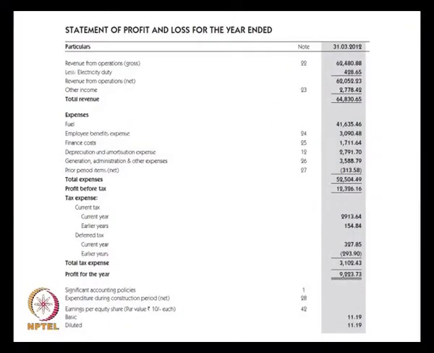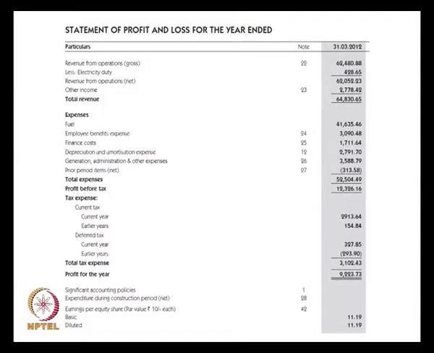Now if you look at the profit and loss account, there are various line items that constitute the profit and loss account. The first line item that you would find is called the revenues. Now revenues is the amount that the company has received from various customers, or this represents the value of the products and goods that has been sold by the company to its various customers.